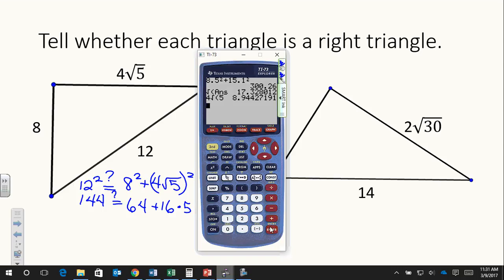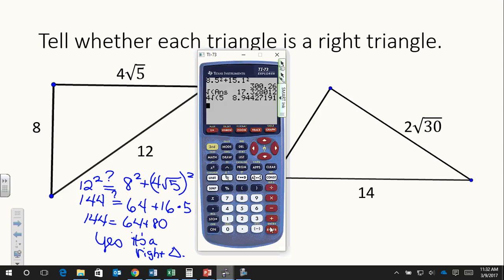So does 144 equal 64 plus 80? Yes. So yes, it is a right triangle. Okay. Thank you. Okay. All right, next one.